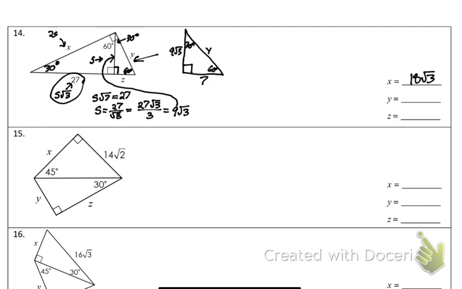I'm going to pick a different variable because I already used s. Give me a letter that's not up there. A. So I'm going to label the one across from 60 degrees a square root of 3. The one across from 30 degrees is going to be a. The one across from my 90 is going to be 2a. That's the same thing as s, 2s, s square root of 3.